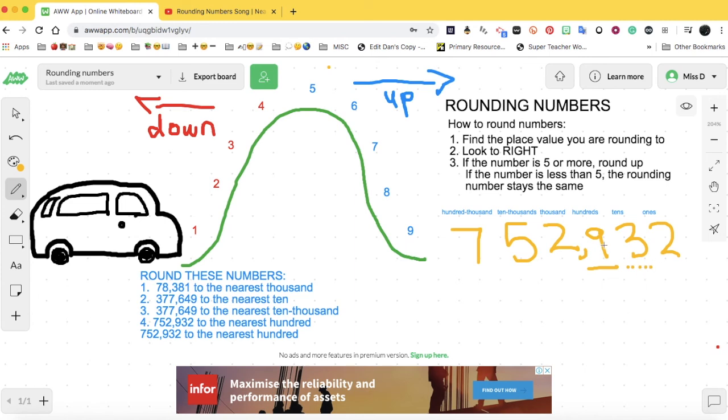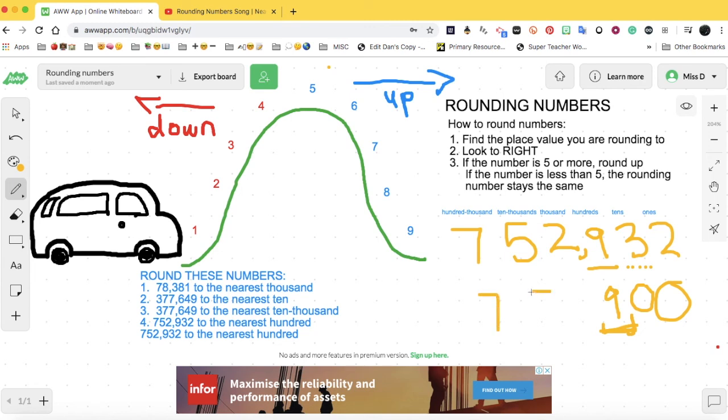Are we going to round this number up or are we going to keep it the same? We're going to keep it the same because our 3 is less than 5. And we're imagining if we were in a car and we stopped at 3, we would have to roll back down the hill again. So we'd keep our number as our 9. Everything after that becomes a 0 because we're rounding to the nearest hundred. So that means our hundreds number is the last number that we see. Everything else is going to be zeros.